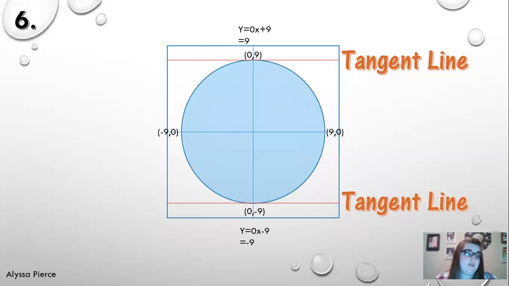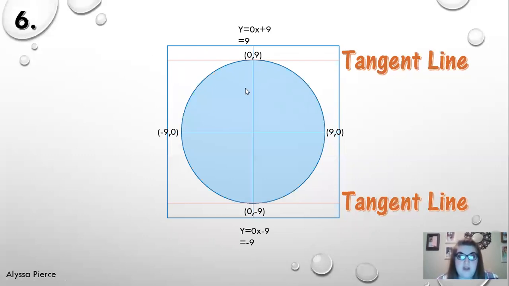For number 6, we were to show and explain the equation of the line that is tangent to the circle of radius 9 at (0, -9) and whose center is at the origin. For B, show and explain the equation of the line that is tangent to the circle of radius 9 at (0, 9) and whose center is at the origin. And C, to compare part B and part A. So I went ahead and shown both those tangent lines.